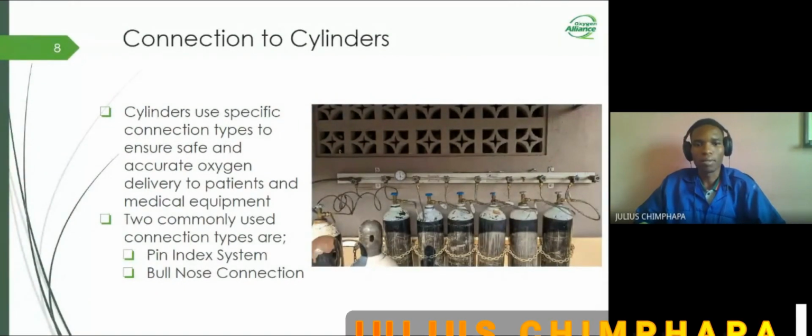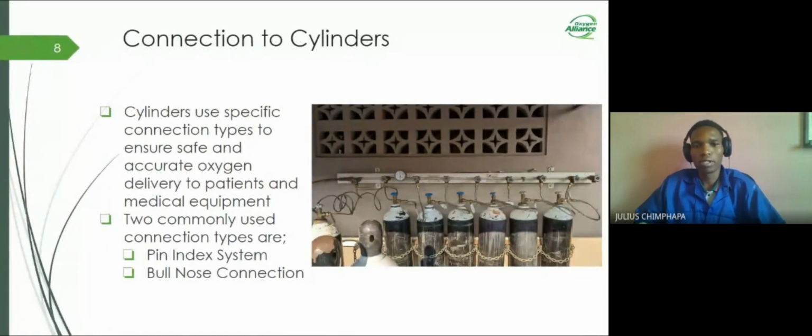My name is Julius Chimpapa, a biomedical engineer for OpenO2, and I'll take you through the connection types that we use when we want to connect our cylinders to either a patient or to another piece of equipment where they are intended to be used. The cylinders have specific connection types in order to ensure the safety and accurate oxygen delivery to the patients and the equipment wherever they are connected. There are plenty of connection types, but the most common ones are the pin index system and the bullnose connection, which are our focus today.